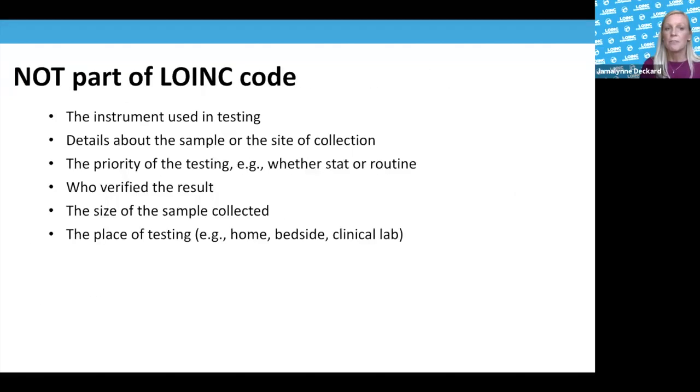So what's not part of the LOINC code is the instrument used in the testing, details about the specimen or site where it was collected. So right arm is not included, things like that. The priority of the testing and who verified the result, the size, the amount of the sample collected, and so on.